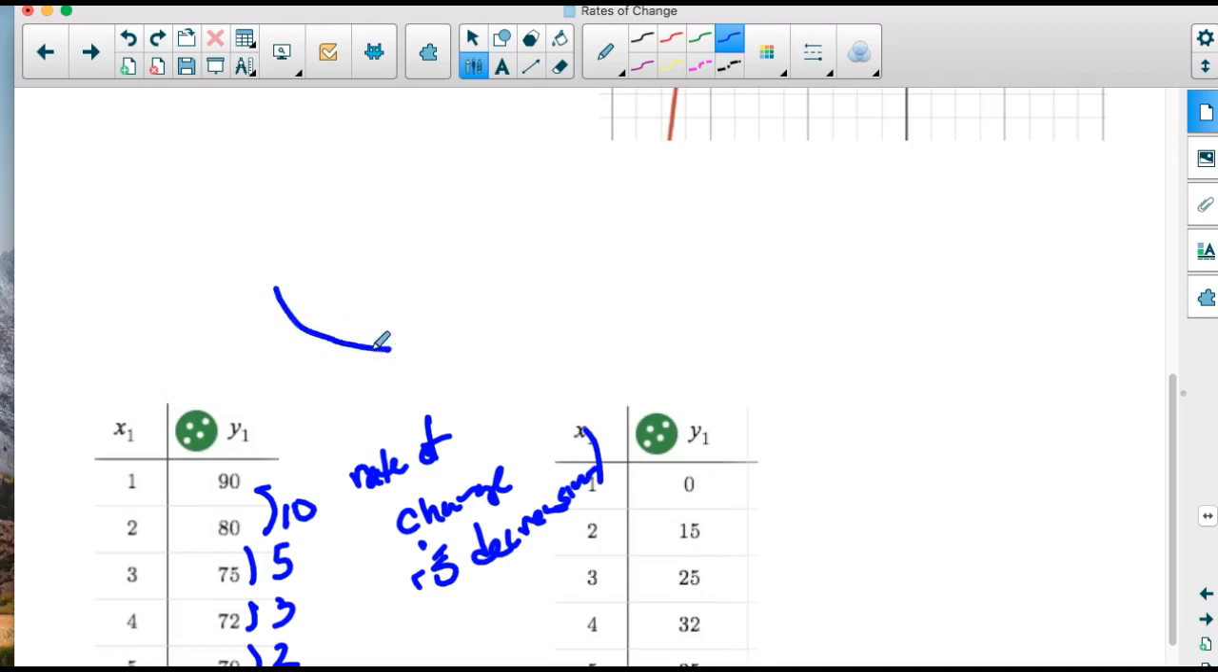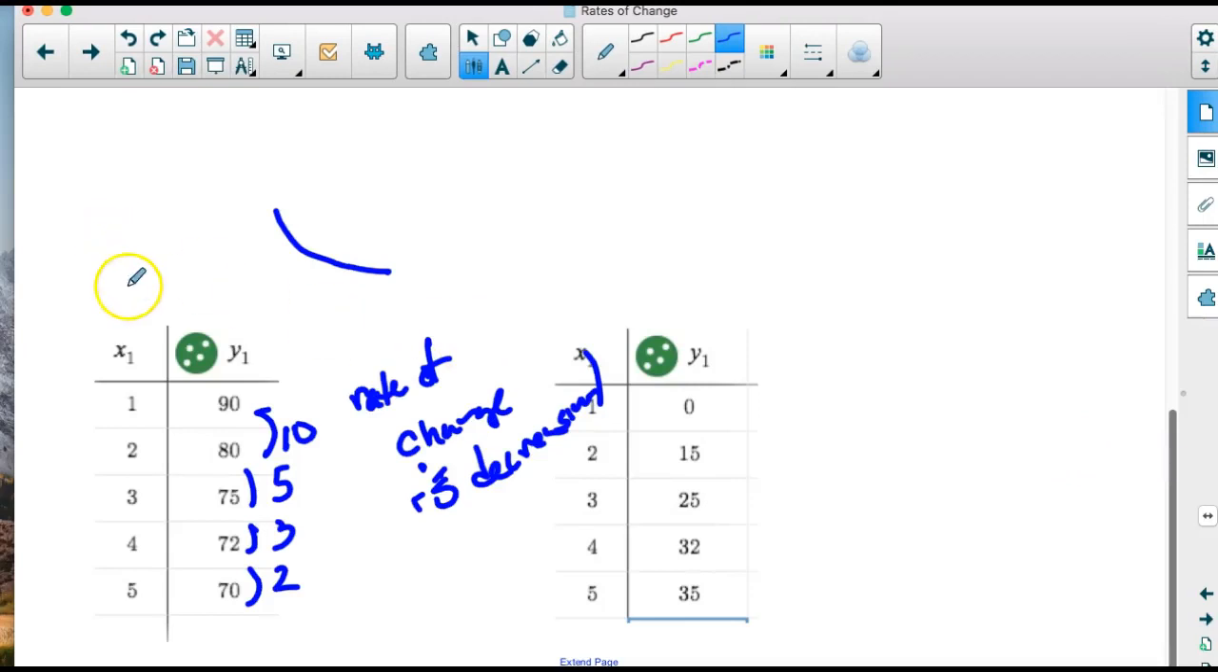All right? Because it's decreasing more here. That's 10. It's decreasing less here. So that's going to be concave up on this one. Decreasing at a lower rate. So concave up on this one.